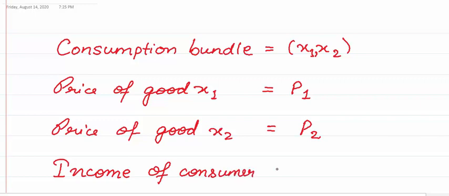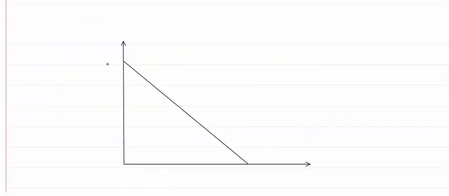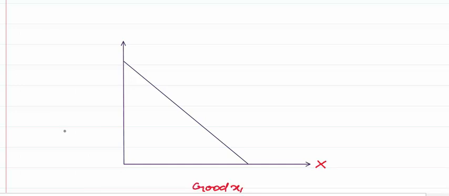In this case, the income will not change, and we will see what will be the result if there is a change in price of goods X1 or there is a change in price of goods X2. Let's see with the help of a graph. Let's say we have goods 1 on the x-axis, which is good X1, and good 2 on the y-axis, which is good X2. O is the origin.